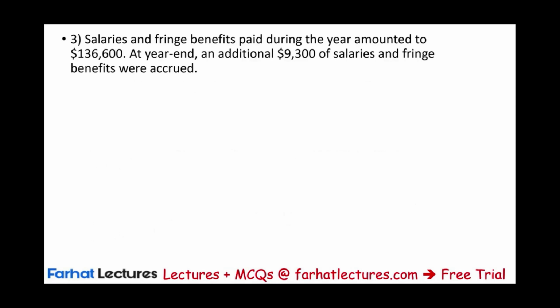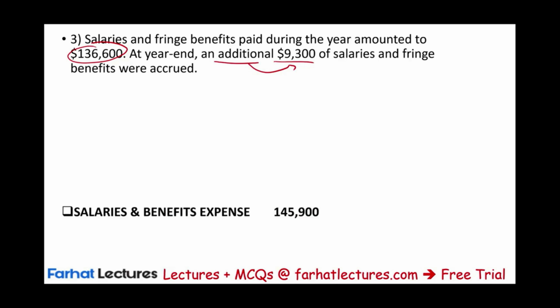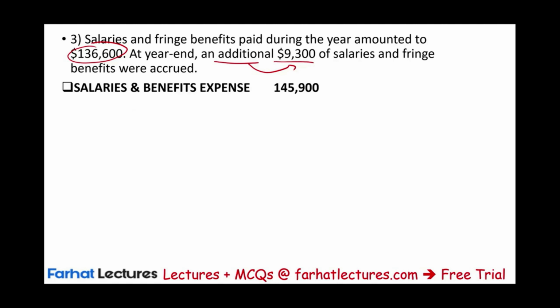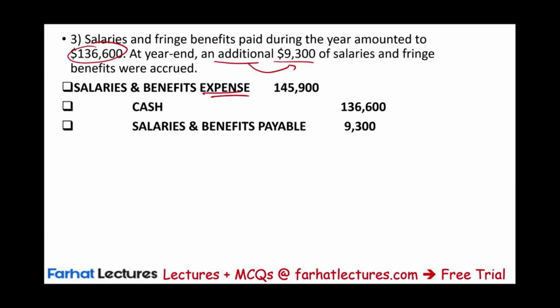Salaries and fringe benefits paid during the year amounted to $136,600. At year end, $9,300 of salaries were accrued. Well, the total expense, if we paid $136,600 and an additional $9,300 were accrued, how much is the total salaries, wages, and fringe benefits? $145,900. That's the total expense. Now, we paid in cash $136,600. We credit cash, and we credit salaries and benefits payable, which is the accrual amount, $9,300. This should be pretty straightforward for you. This is Accounting 101, paying salaries and accruing a portion of it.